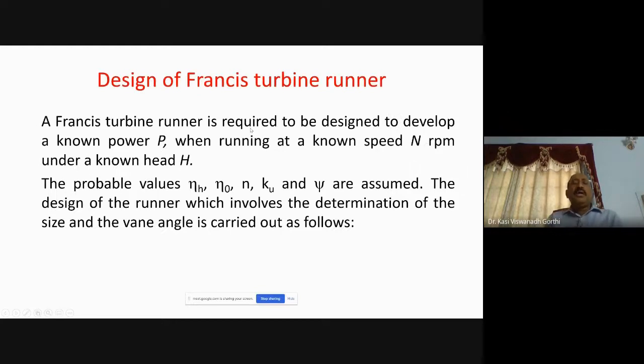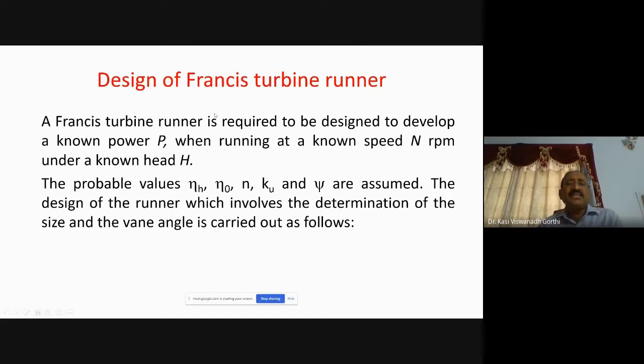Then how to carry out the design of this modern Francis turbine runner? We know the design means what are the known values, what are the assumed values, and what values we are going to calculate from here. We are carrying out the hydraulic design for this turbine runner. So what is known, what are the parameters to be assumed, and what can be found from this.